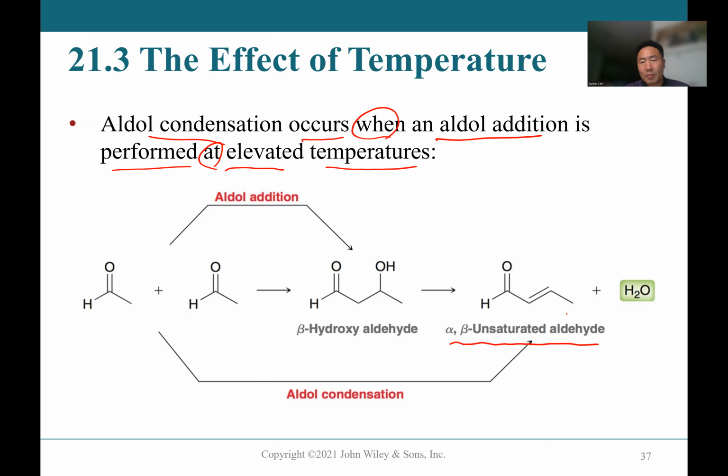So we can get alpha-beta unsaturated carbonyl compound.